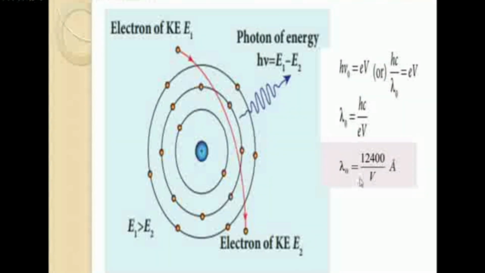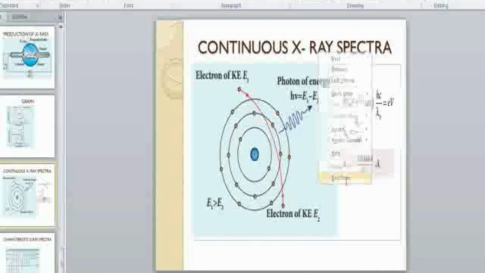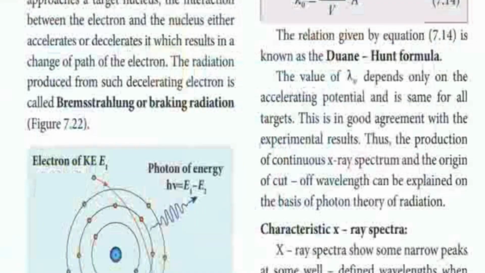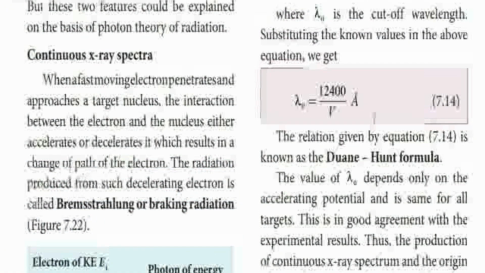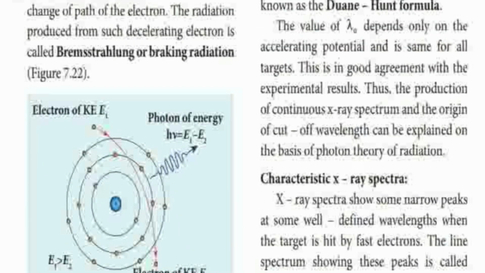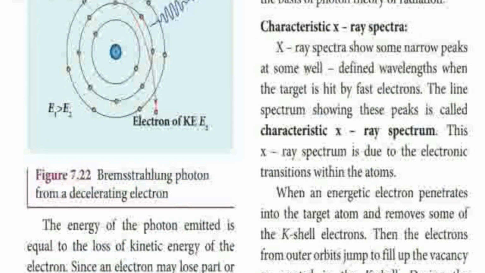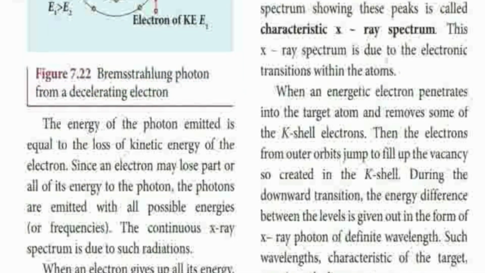So lambda 0 equals 12,400 Angstrom divided by V is the final equation. So using this, we can calculate the wavelength of the X-ray depending on the applied potential. This relation is called the Duane-Hunt law, and lambda 0 depends on the accelerating potential. Now we are going to see the characteristic X-ray spectra.